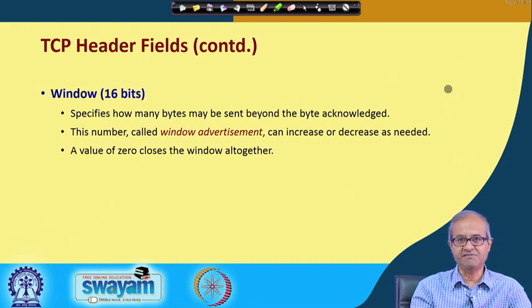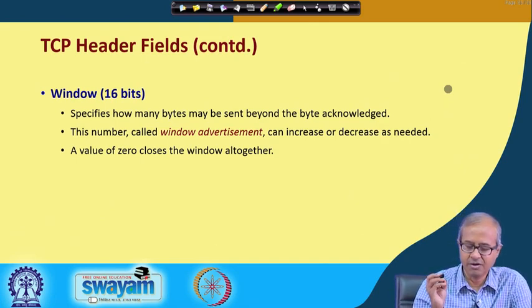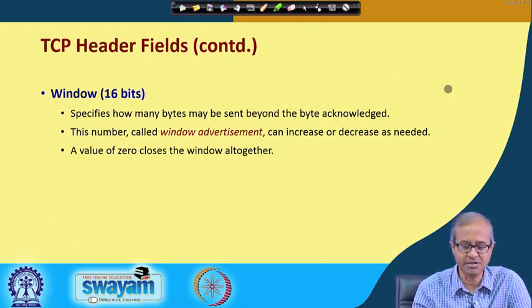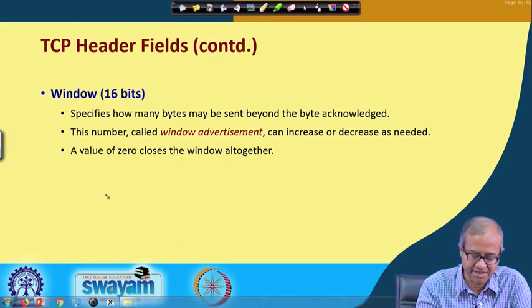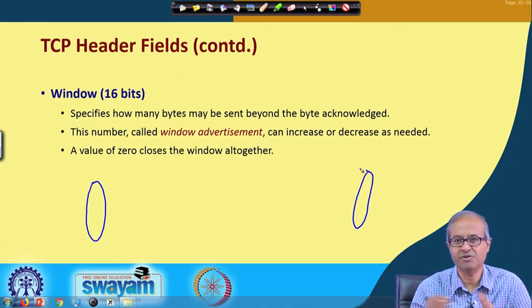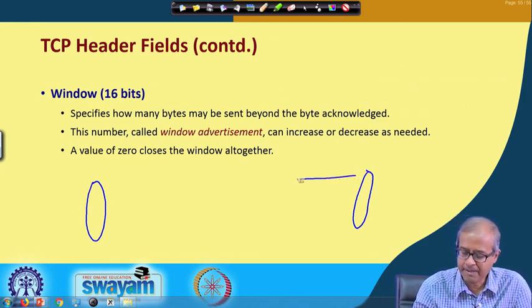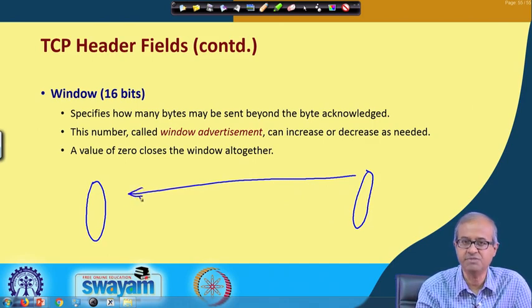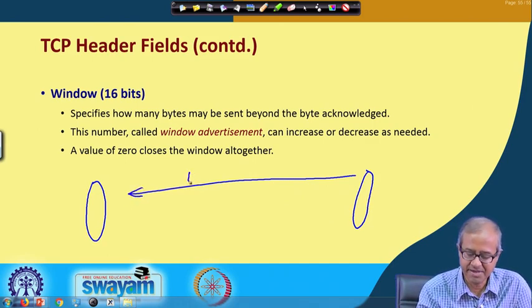Window is a 16-bit field. Now, this field actually tells you how many bytes you can send beyond the bytes acknowledged. Let me give an example. This is the sender, this is the receiver. The sender is sending bytes one by one. Suppose the receiver has sent back an acknowledgement. It has said that, well, I have received all bytes up to 1000, and the next byte I am expecting is 1001.